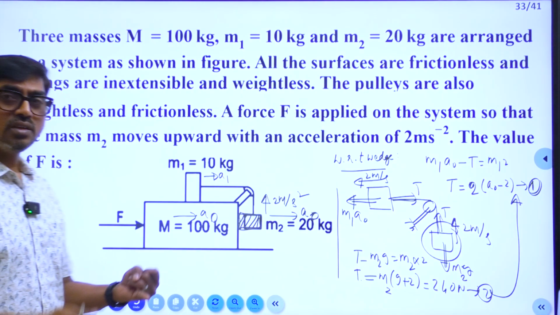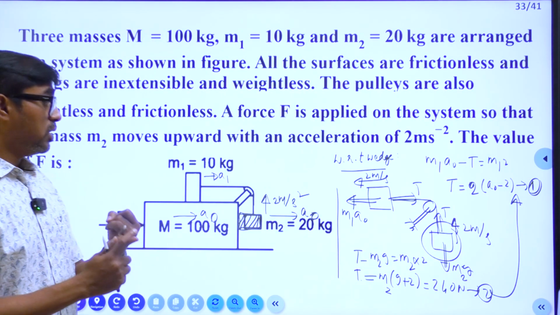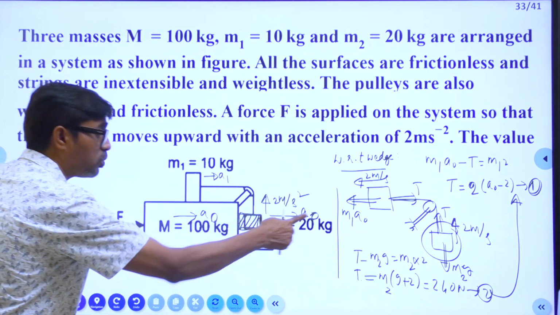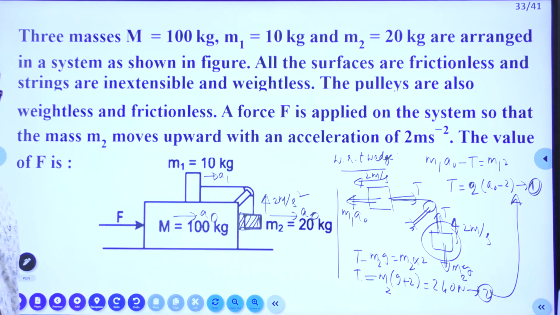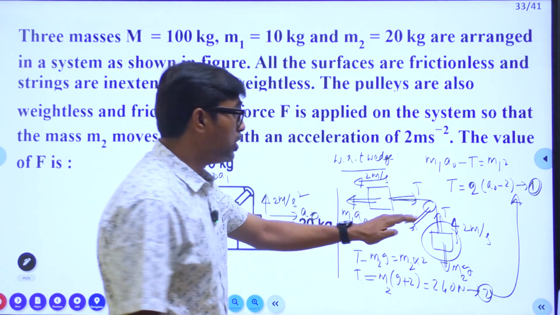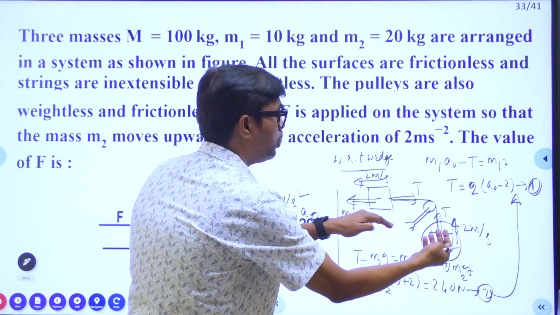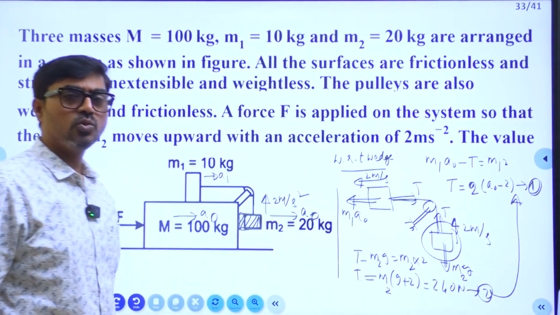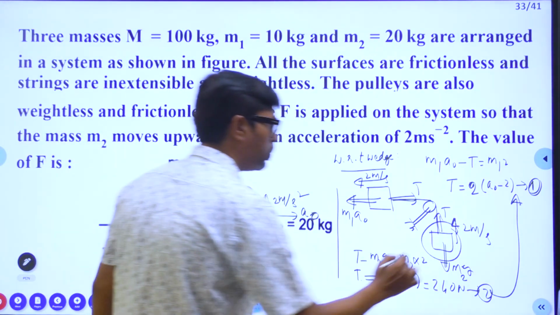Alright, so we are using the wedge constraint. How are we using the wedge constraint? Along the normal, both the bodies have the same acceleration. We are also using the string constraint. How are we using the string constraint? With respect to the pulley, whatever is the rate at which one end approaches, that's the rate at which the other end is going away. So that's the idea, we have 2 meter per second squared.